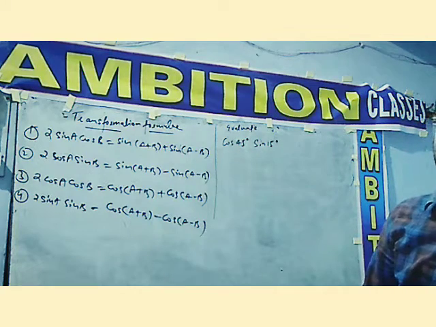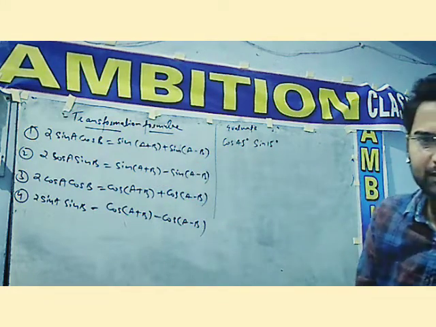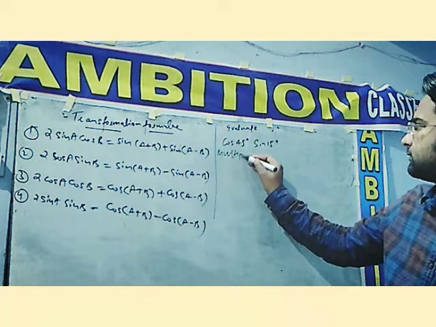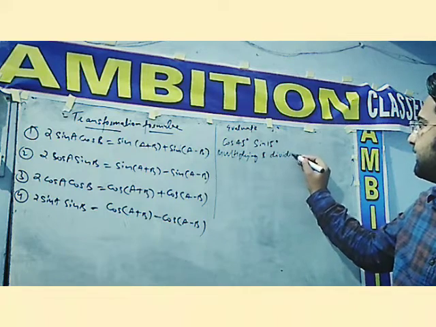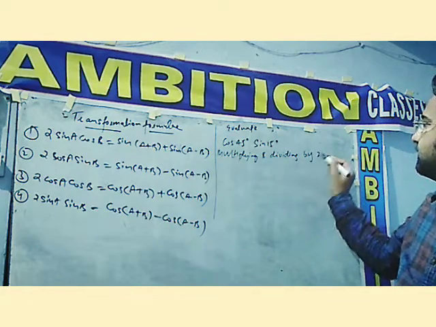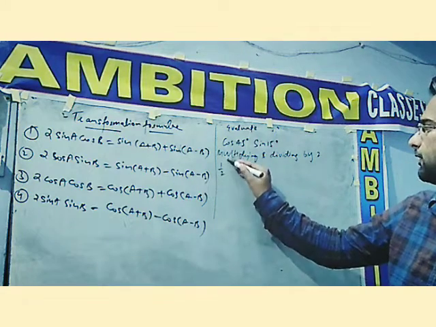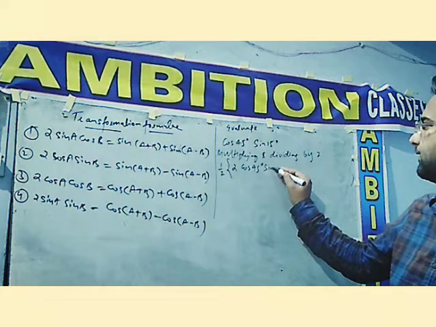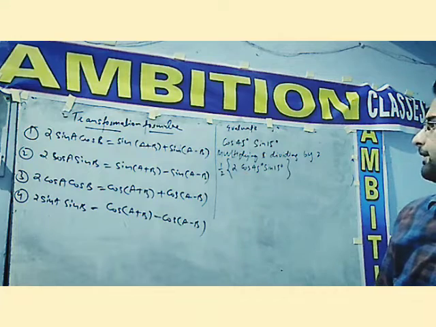Then what do we have to do? We have to multiply and divide by 2 in this expression so that it becomes like one of those formulas. Okay students, let's see. Multiplying and dividing by 2, it will become 1 by 2 into 2 cos 45 degrees sin 15 degrees. So this is 2 cos A sin B.